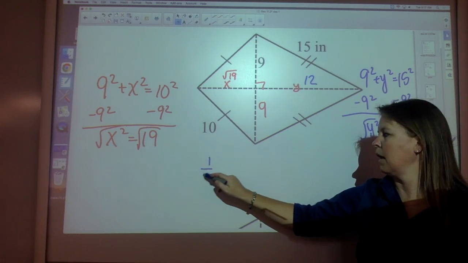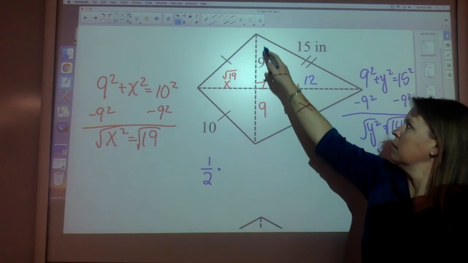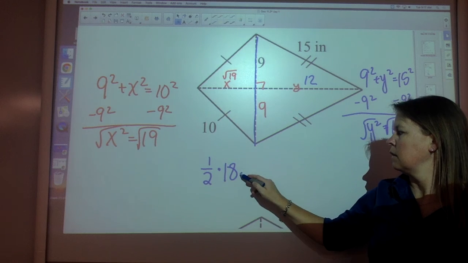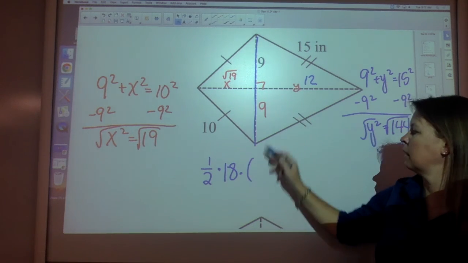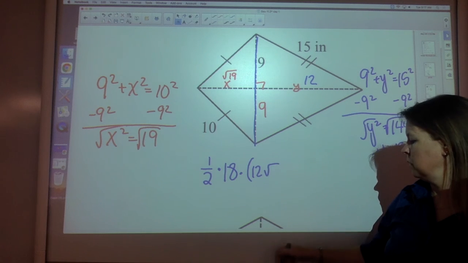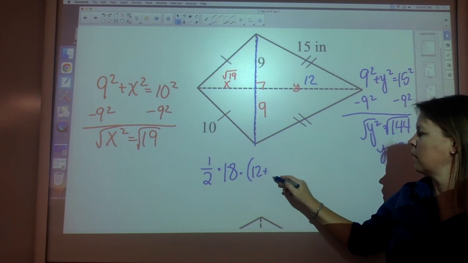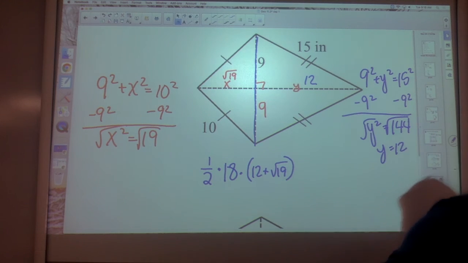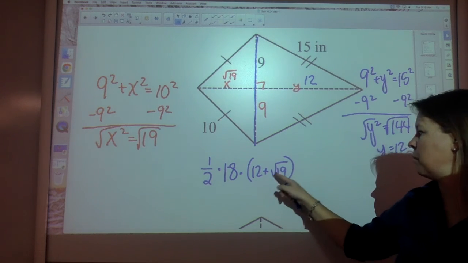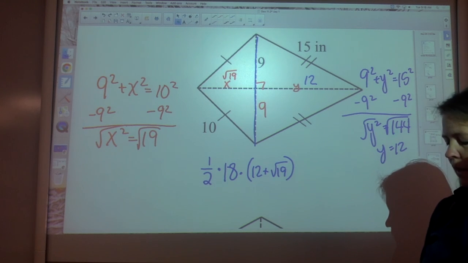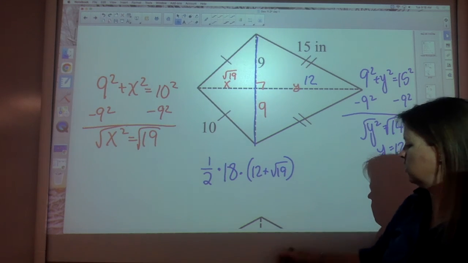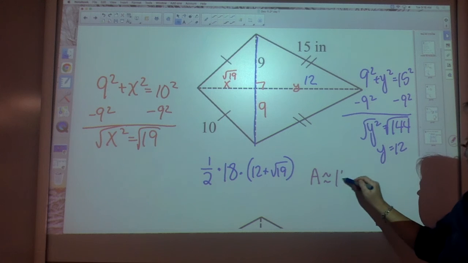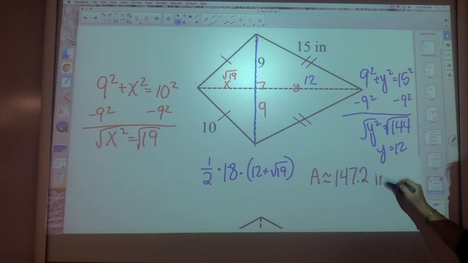So we need 1/2 times diagonal 1, which is 18, times diagonal 2, but we can't add those together as they are because one's a radical and one's not. And if you're going to round your answer, you can't round it here. Type it all in, and round it again. You have to finish it like that. Try this on your calculator. Make sure that you properly use the square root button. You do 0.5 times 18 times parentheses 12 plus the square root of 19. And you should get 147.2 for the area. And this one is inches squared.